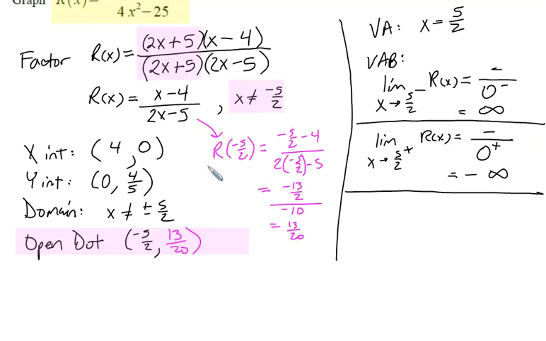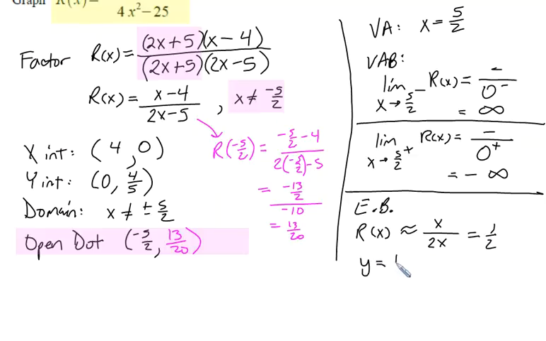Another item that we have to consider: what happens for the end behavior? When we look at the end behavior on this one, r of x, as I plug in a number really large, the largest power of x in the numerator is x. The largest power of x in the denominator is just our 2x. When we simplify that, it's going to be close to 1/2.